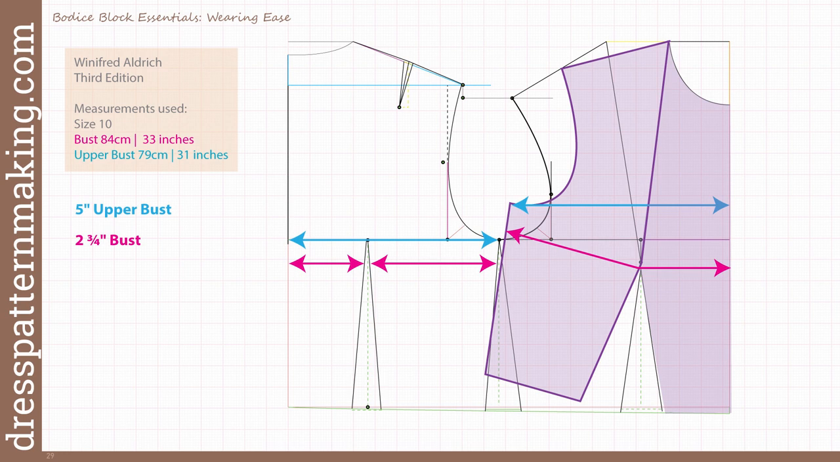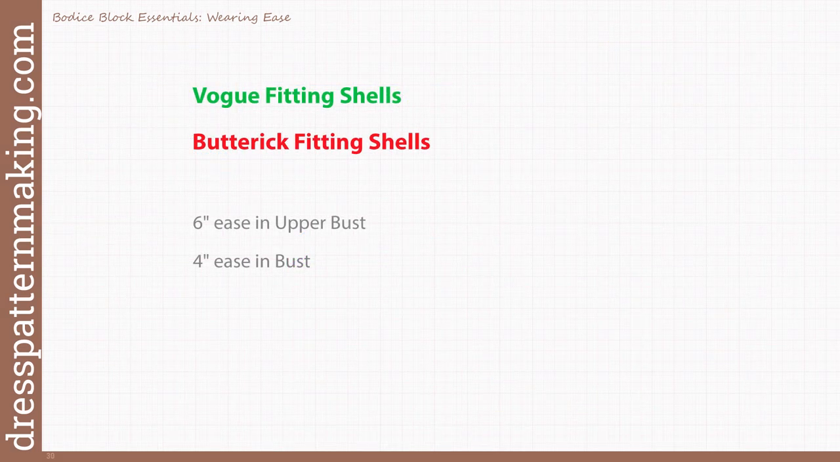Once the shoulder dart is closed and you remeasure, it is less. So it ends up at 5 inches in the upper bust and 2¾ inches in the bust. On top of which, I did further research and looked at Vogue and Butterick fitting shells. They had 6 inches ease in the upper bust and 4 inches ease in the bust. I think because it's a fitting shell, they prefer to be a little bit more generous with their ease.